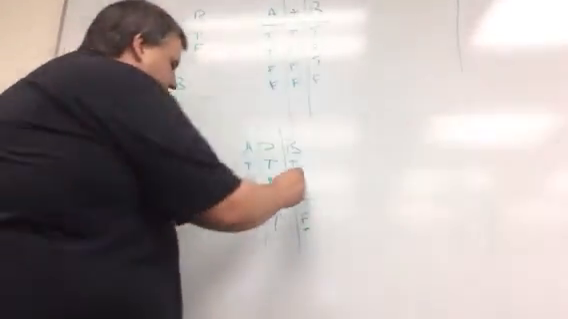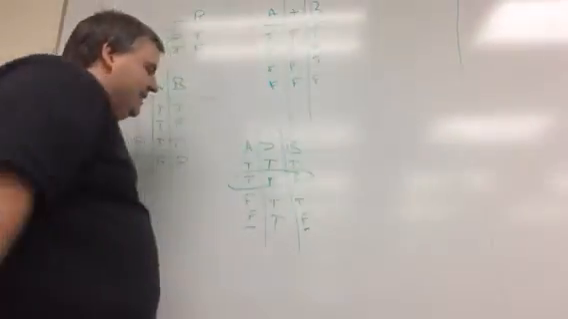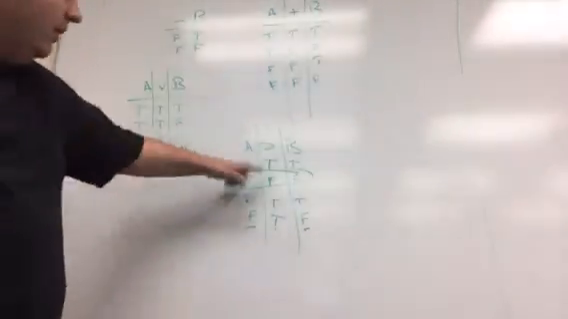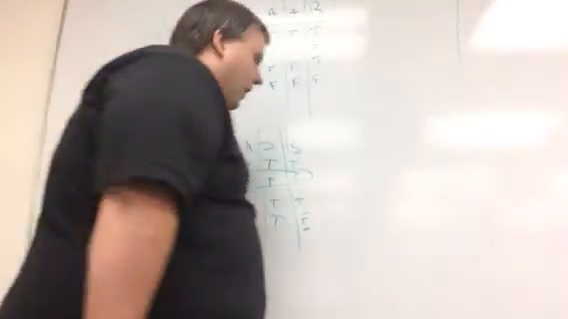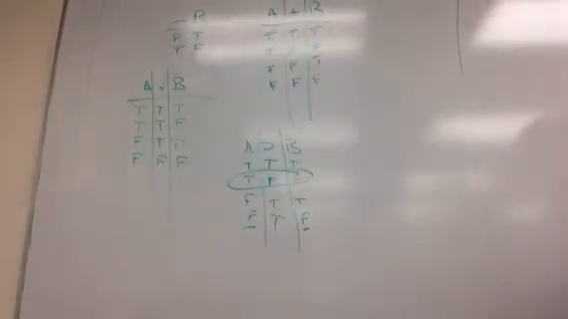So what happens here is basically, if the antecedent's true and the consequent's false, we know we have a false statement. But we don't know on the others. We would go ahead and say they're true because it's possible that they are true.